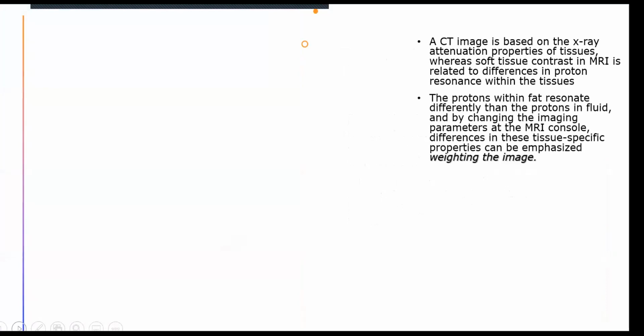So CT image is based on the X-ray attenuation properties of the tissue, whereas the soft tissue contrast in MRI is related to differences in proton resonance within the tissue. The proton within fat resonates differently than the proton in fluid, and changing the image parameters of the MRI console exploits these differences in tissue-specific properties. This is called weighting the image. All these talks, we are talking about weighting the image.